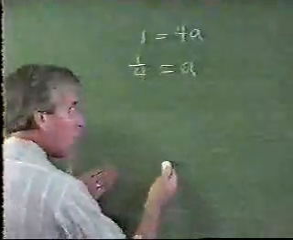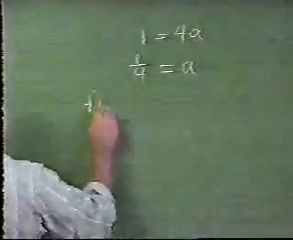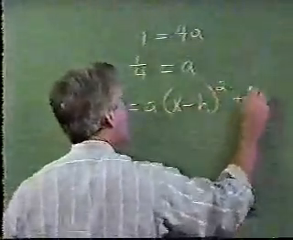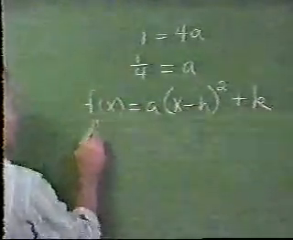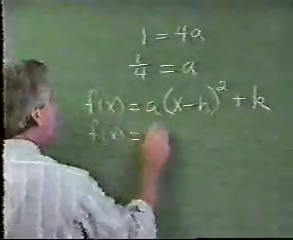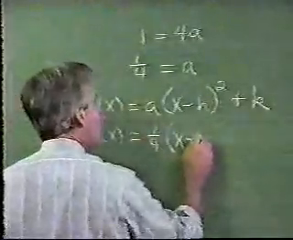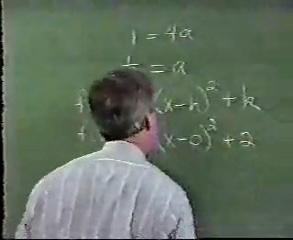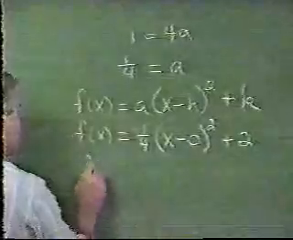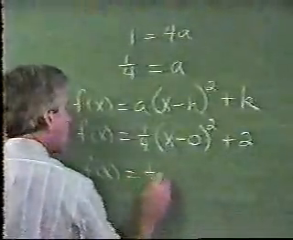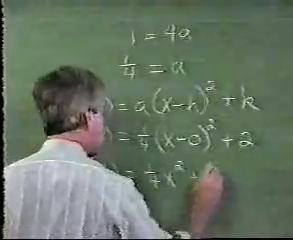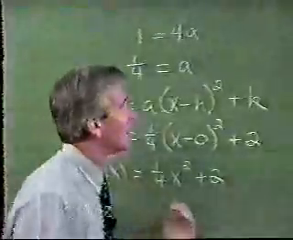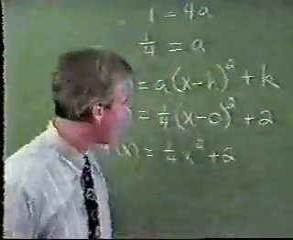Well, what do I have? Let's go back to the standard form. f of x is a times (x minus h) squared plus k. All right, then f of x, I know what a is. I just found it to be 1/4. And I have x minus, now the h and k were given earlier as (0, 2). Well, let's see. I can simplify this a bit further as 1/4 x squared plus 2. So this then is the function that goes through the point (2, 3) and has a vertex at (0, 2).